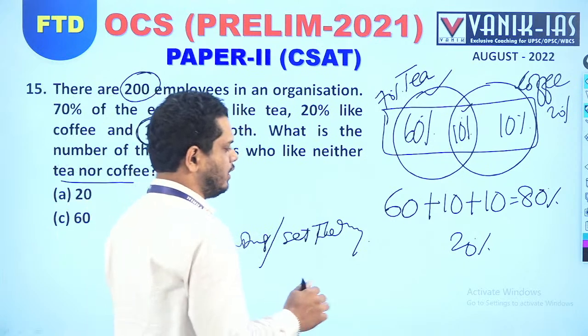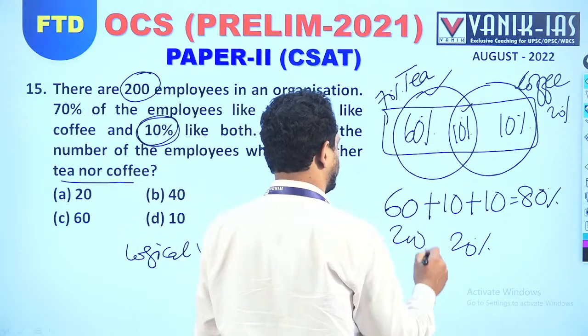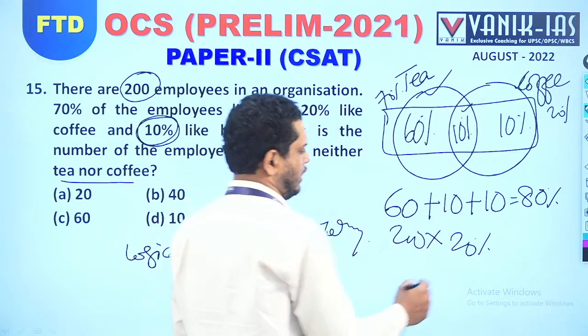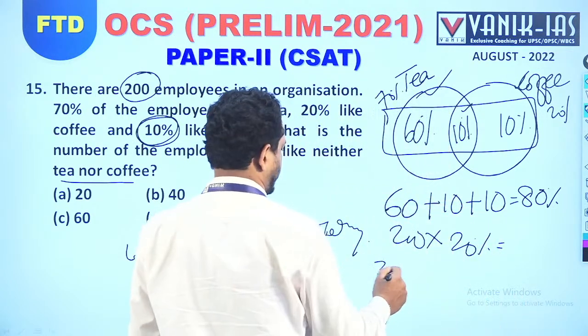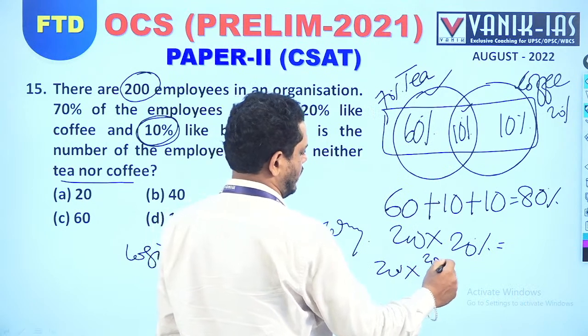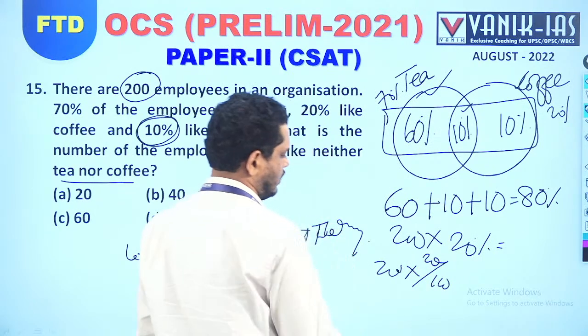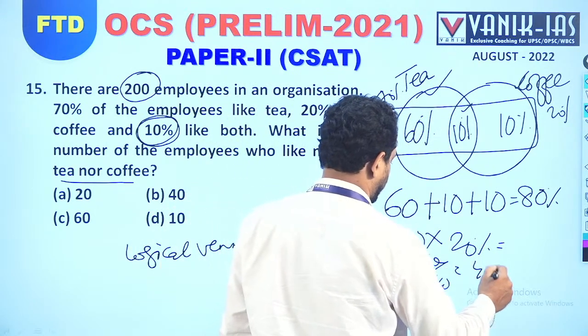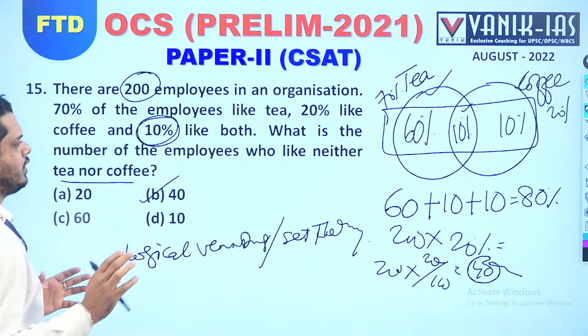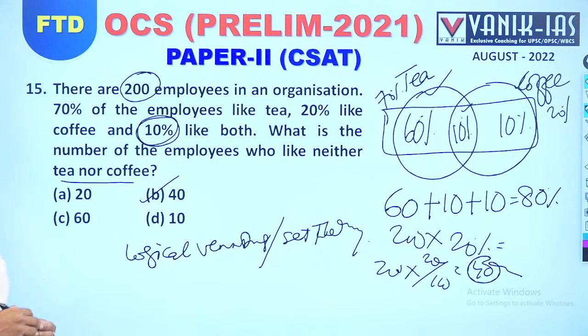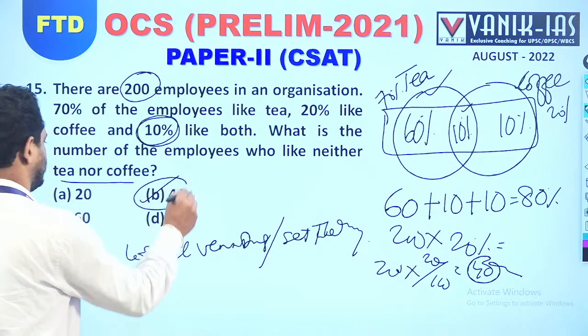So what does it mean? It means 200 is total into 20%. It makes 200 into 20 by 100, 2 twos are 40. This 40 persons are there who are neither connected with any of the items. It means question number 15, correct answer should be B. Here it is the correct answer.